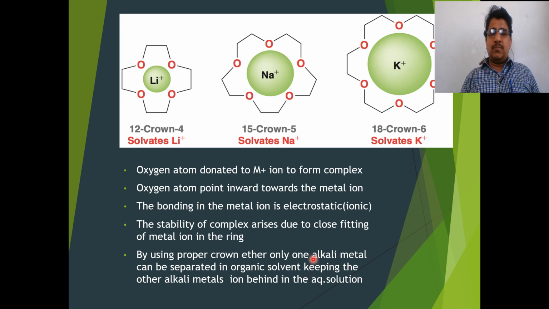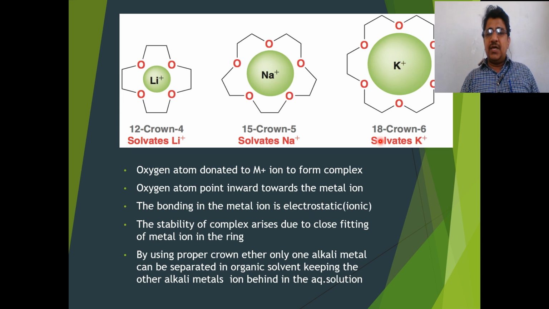So by choosing the proper crown ether, we can separate only one among these three cations. How is it possible? Because we already know that it depends upon the close fitting of the complex. When we take 12 crown 4, only lithium cations can be separated, leaving sodium Na+ and K+ ions behind in the solution.